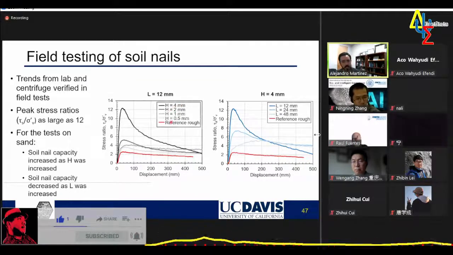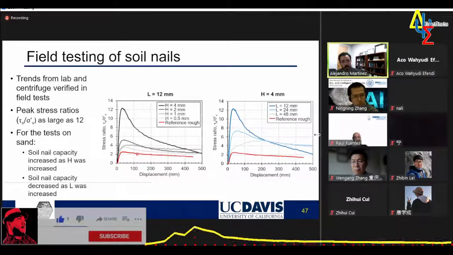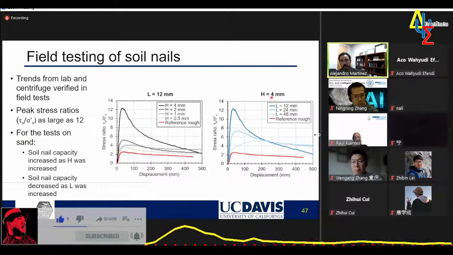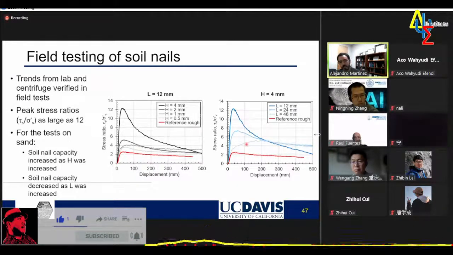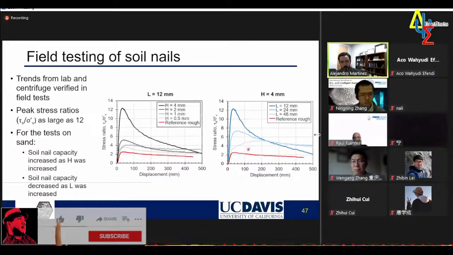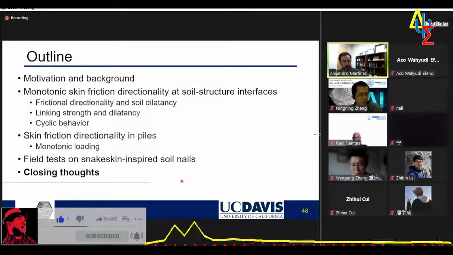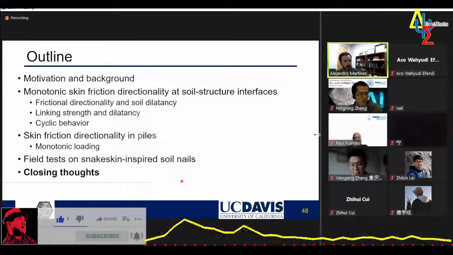As we decreased the height of the asperity, the strength decreased. We also had a reference rough soil nail that mobilized the least resistance. And also, as we decreased the length, we also decreased the capacity of our soil nails, as we see here. And so again, the trends we saw in the field also match those that we saw in the laboratory and in the centrifuge.